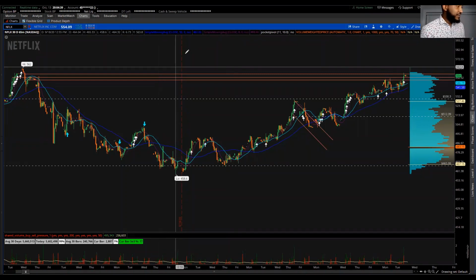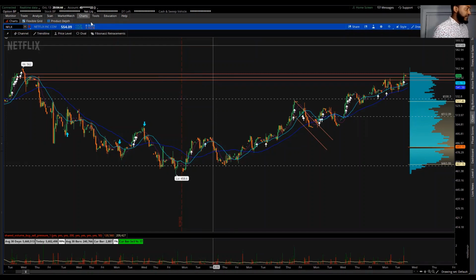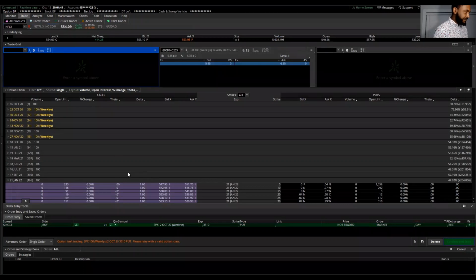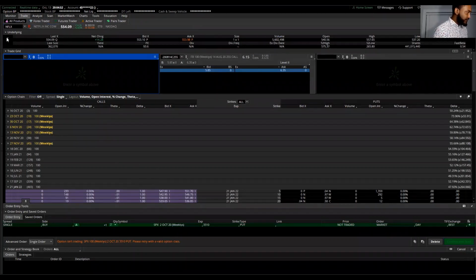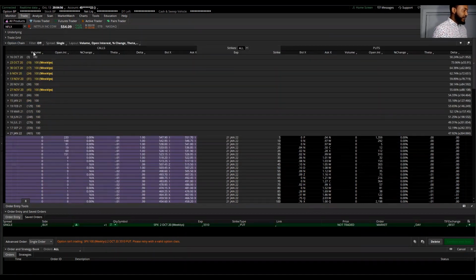All right, guys. So first thing we're going to do is get into our options chain. If you're in Thinkorswim, you'd simply click Trade right here, and your options chain will usually show up. Now, we want to do a couple things first. You want your option chain to have a couple key things that we're going to be talking about in today's video: the volume, open interest, percent change, theta, delta, and the bid and ask. If you don't know how to put these on, we're going to walk through that real quick.